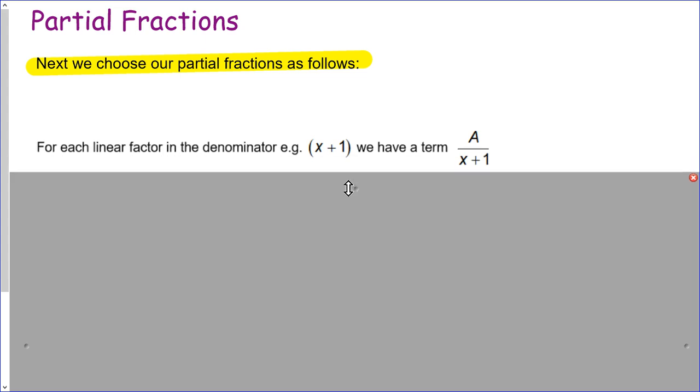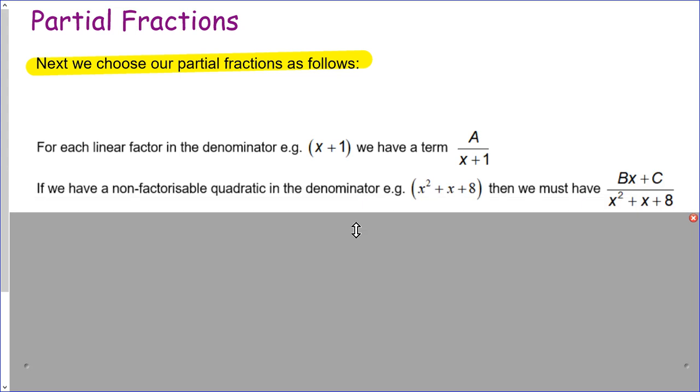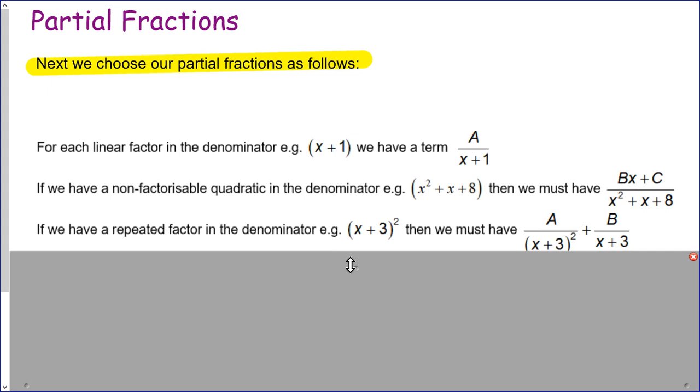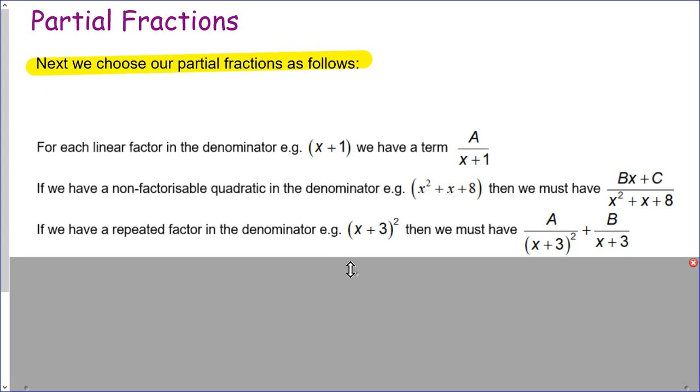For every linear factor, for example x plus 1, we have a term of the form a over x plus 1. For every non-factorizable quadratic, in other words, one that can't be reduced any further, we must have a linear numerator, bx plus c, over that denominator. And if we have a repeated factor in the denominator, then we need to have two instances of it. So if it's x plus 3 squared, we need to have an a over x plus 3 squared and a b over x plus 3.